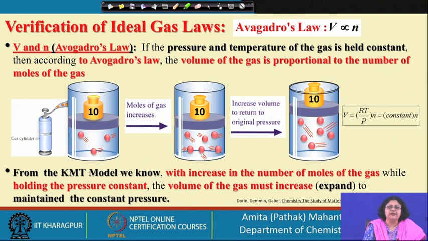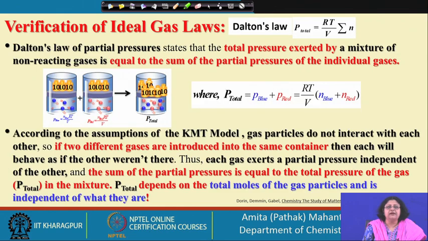So, if we are increasing the number of molecules or number of moles of the gas, but have conditions of constant pressure, then the volume of the gas should be proportional to the number of moles. This is also verified by the kinetic model. Then the last verification of the ideal gas law is Dalton's partial pressure law.